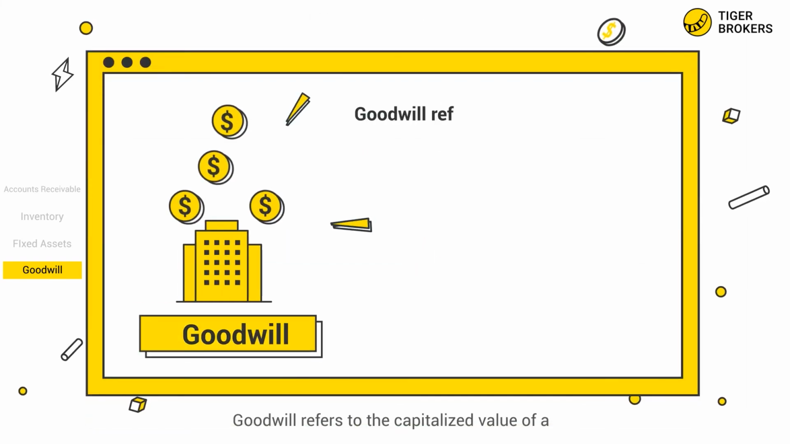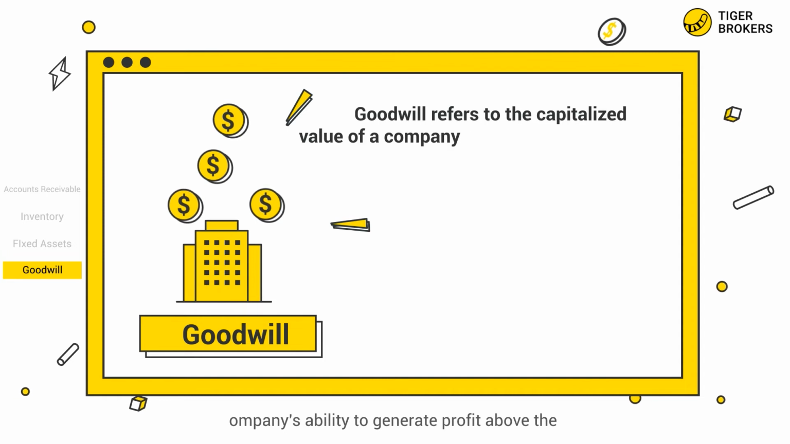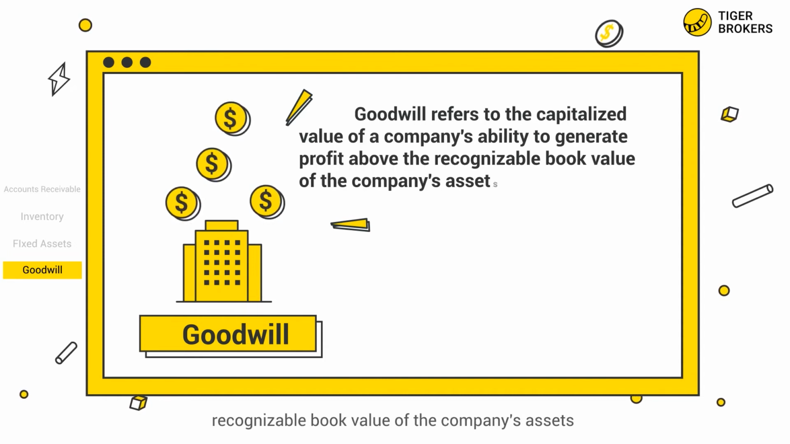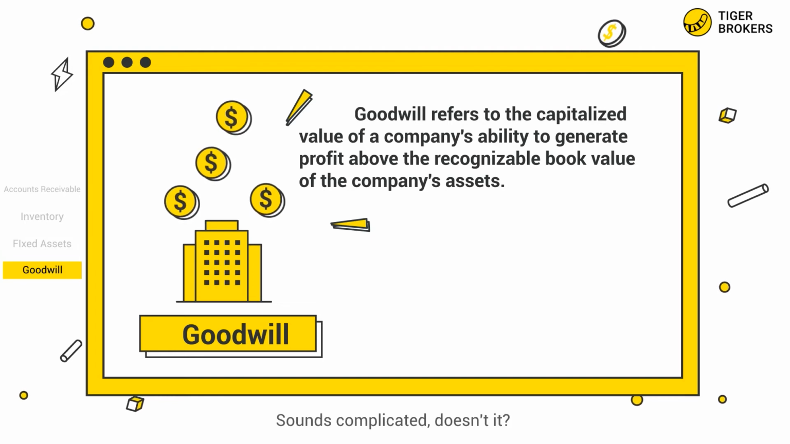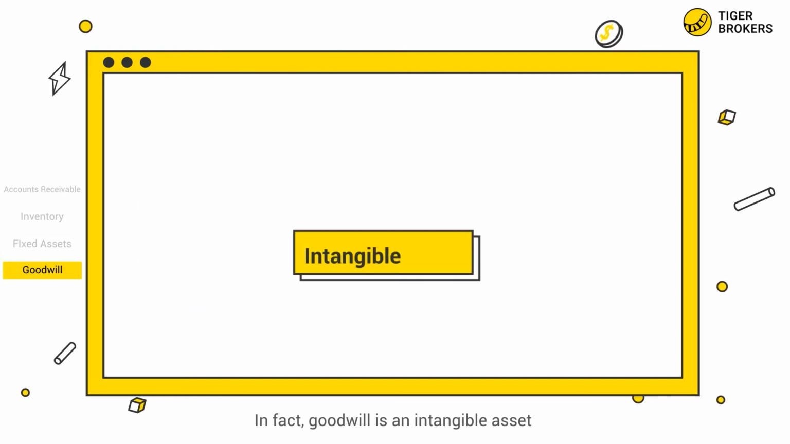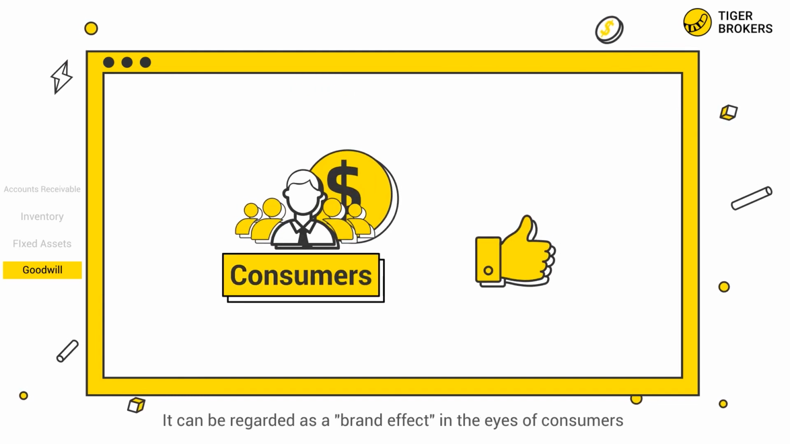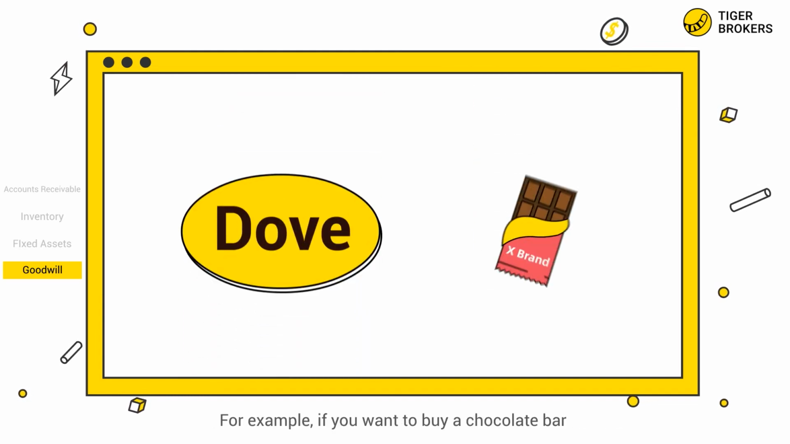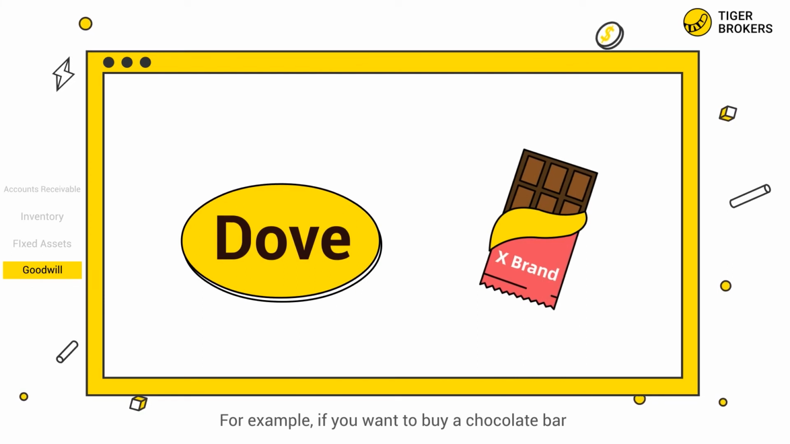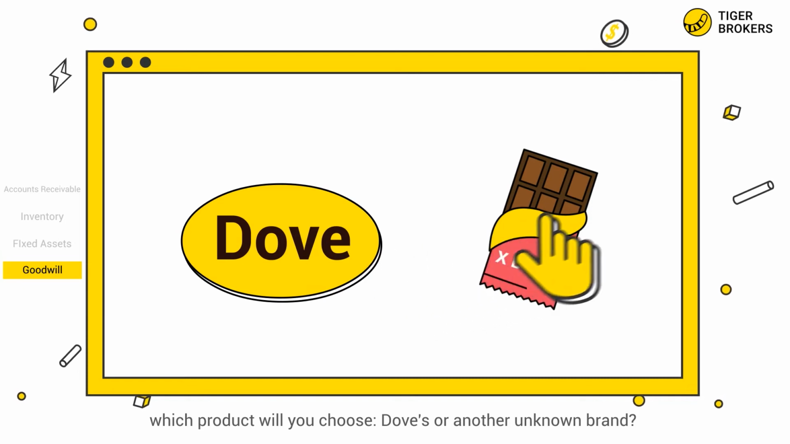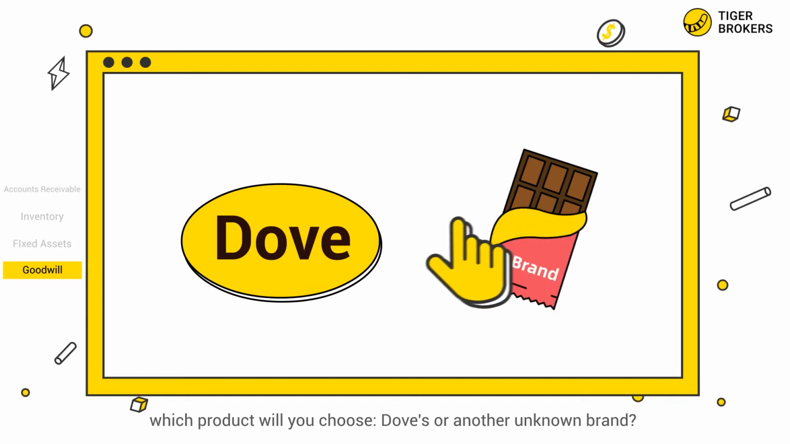Goodwill refers to the capitalized value of a company's ability to generate profit above the recognizable book value of the company's assets. Sounds complicated, doesn't it? In fact, goodwill is an intangible asset. It can be regarded as a brand defect in the eyes of consumers. For example, if you want to buy a chocolate bar and are not familiar with chocolate, which product would you choose? Dove's or another unknown brand?